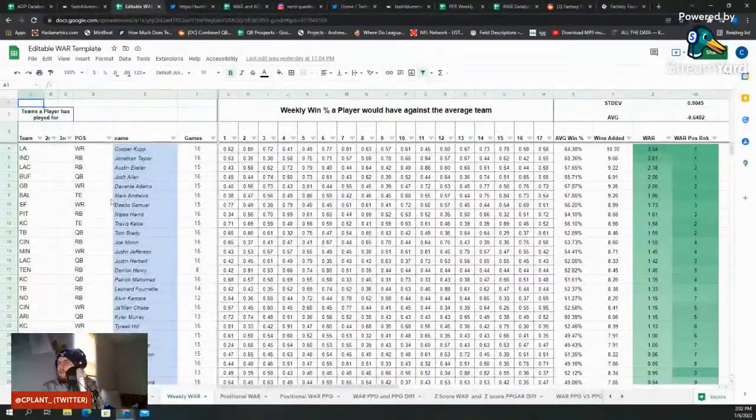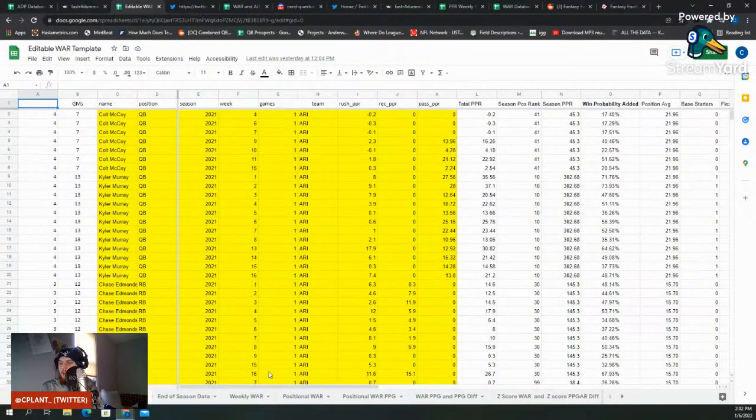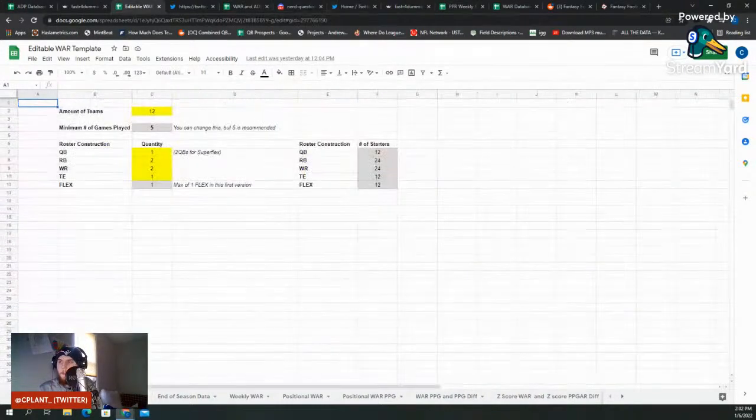So yeah, this is 2021 WAR, and this is the player's name. I set up this sheet so that it could be easily updatable. So before I even actually get into it, I should tell you what the settings of the league are, which I hope is big enough. I hope you can see it. I set it so that you can change the roster construction or change the amount of teams in your league. So I figured most leagues have 12 teams.